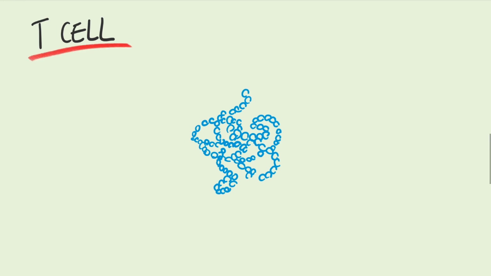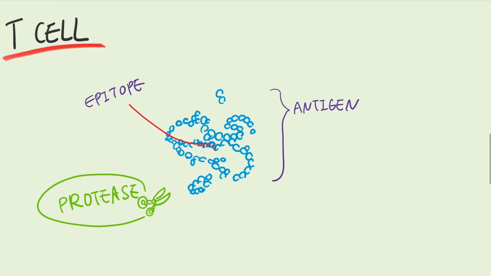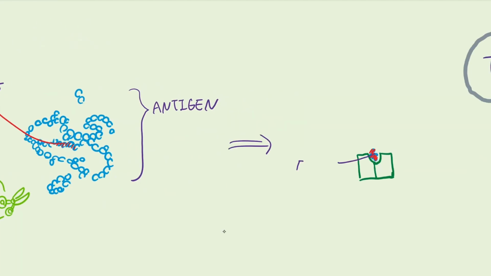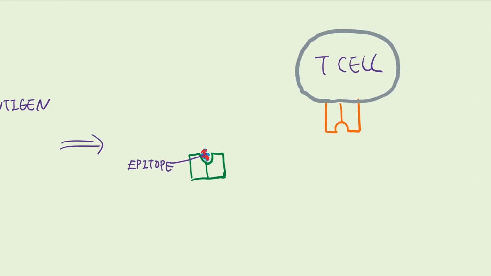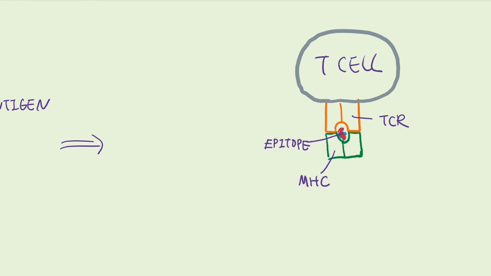Unlike B cells or antibodies, T cell receptors can recognize epitopes that are literally buried within the antigen. But first things first, the antigen has to be chopped into small fragments using proteases. This small piece of epitope then gets delivered to a molecule called an MHC, which is the green block here. Now that the antigen peptide is loaded on the MHC, it is able to bind with the right T cell receptor, which is the orange block here.